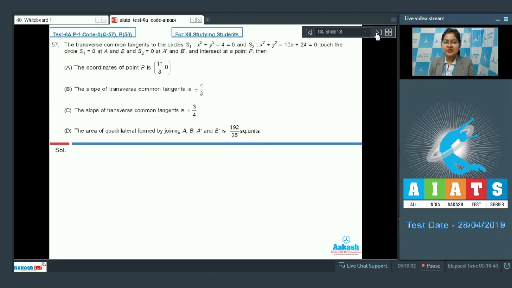Next is question number 57, which says that the transverse common tangents to the circles S1 and S2 touch the circles S1 and S2 at A, B and A dash, B dash, and the common tangents intersect at the point P. Then we have to find the coordinates of P and the slope of the transverse common tangents. Also we have to find the area of the quadrilateral. So let us solve the question. The question is quite lengthy, so let's go for it.